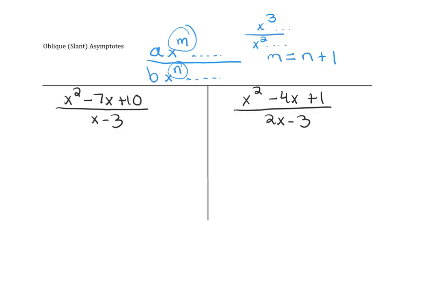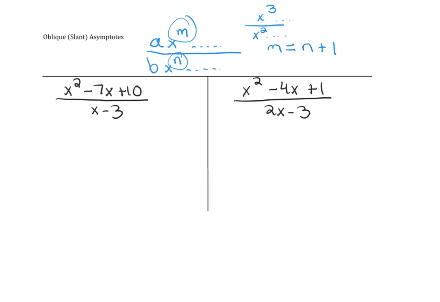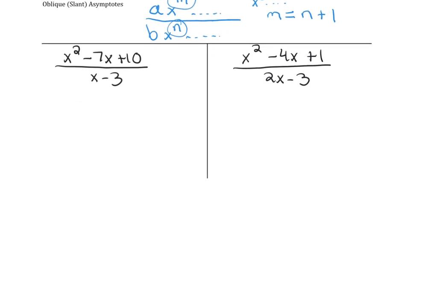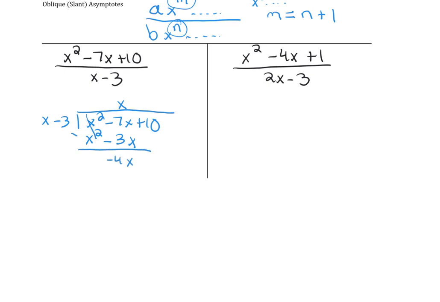So here we have two examples where we are going to calculate the slant asymptote. We do that by dividing our functions, so I'm going to do long division for both of these. Okay, so x squared divided by x is x, and now multiply x squared minus 3x, subtract. So we'll get negative 4x and bring down our 10, and then divide again, so we've got minus 4. Multiply negative 4x plus 12, subtract, and then we get this remainder negative 2.